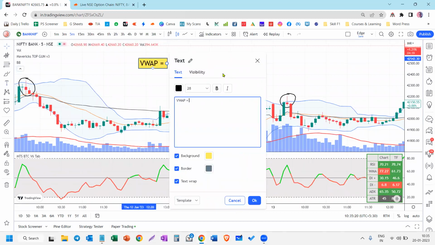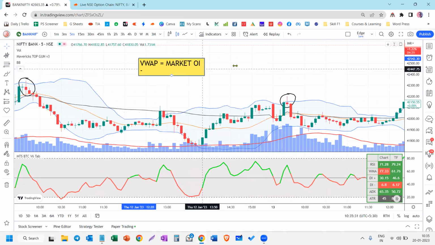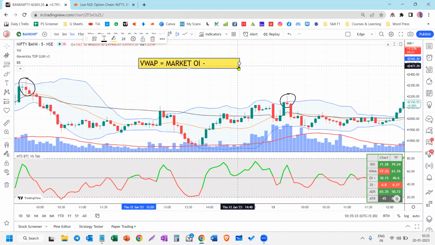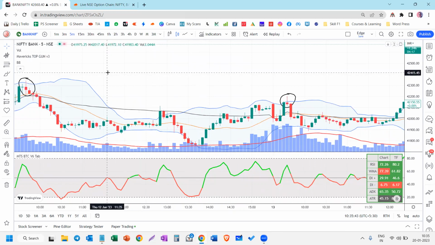VWAP is equal to market OI. Means where the market is currently. Yes, it does not change the entire day. But if you're trading in the morning session till 11:30, this can really help you understand and plan your trade, okay, to recover your losses also.